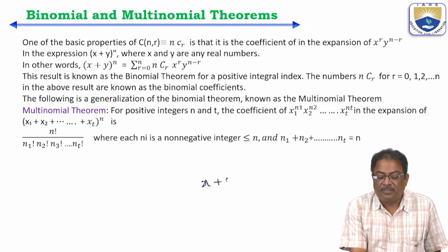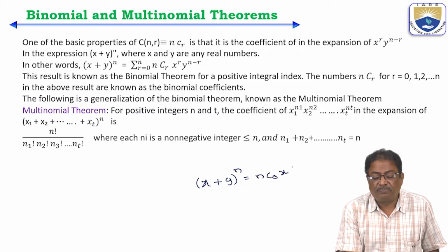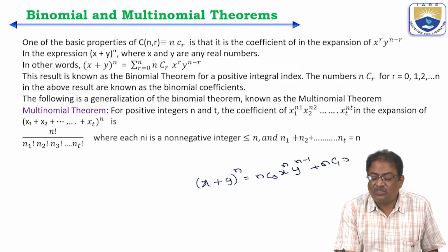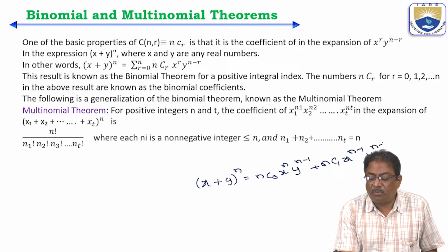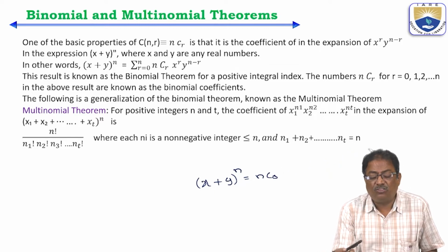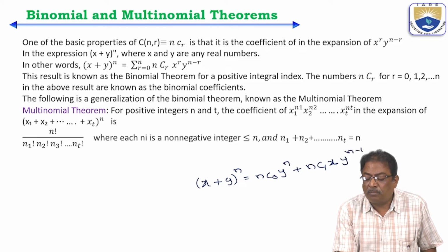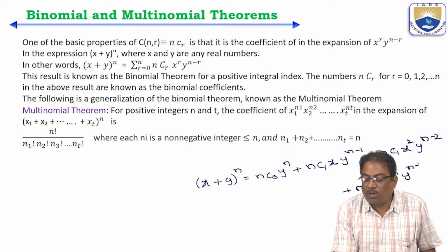We are going to expand (x plus y) to the power of n as nC0 x to the power of 0 y to the power of n, plus nC1 x to the power of 1 y to the power of n minus 1, plus nC2 x squared y to the power of n minus 2, and so on, plus nCn x to the power of n y to the power of n minus n.